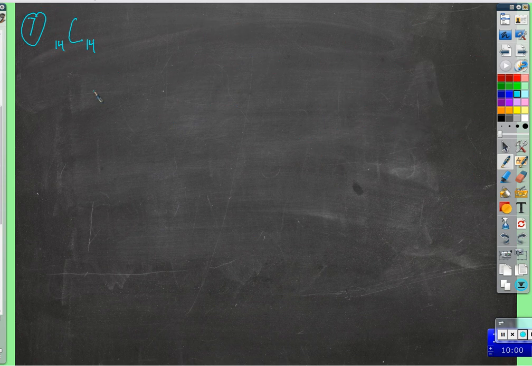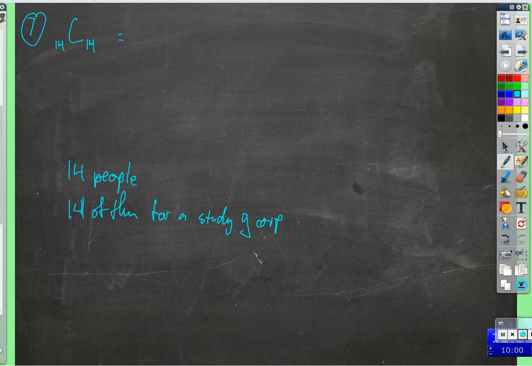Anyway, onward and upward. Okay, 14C14. Let's think about it in terms of a scenario where we use combinations. Let's say we have 14 people, and we want to choose 14 of them for a study group. Choosing 14 of them for a study group implies there's no importance to the order of these people. Whether one of them comes first or second or third, it doesn't matter. You're still just a blob of people studying.